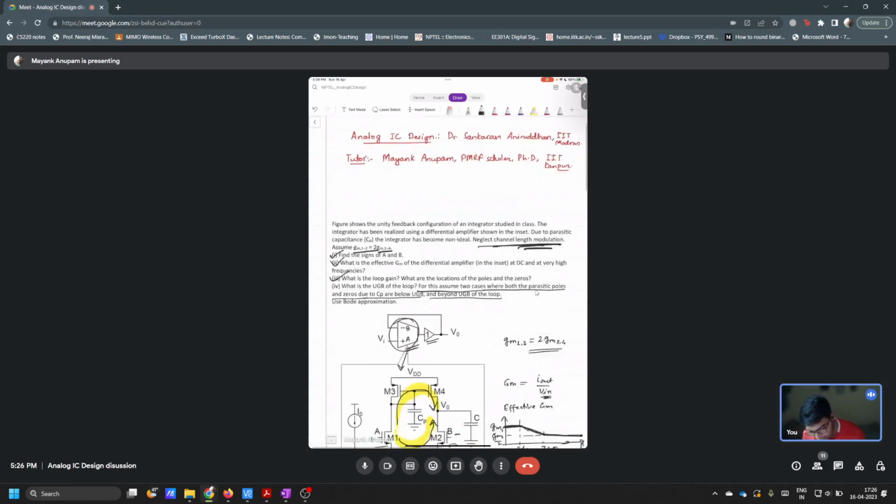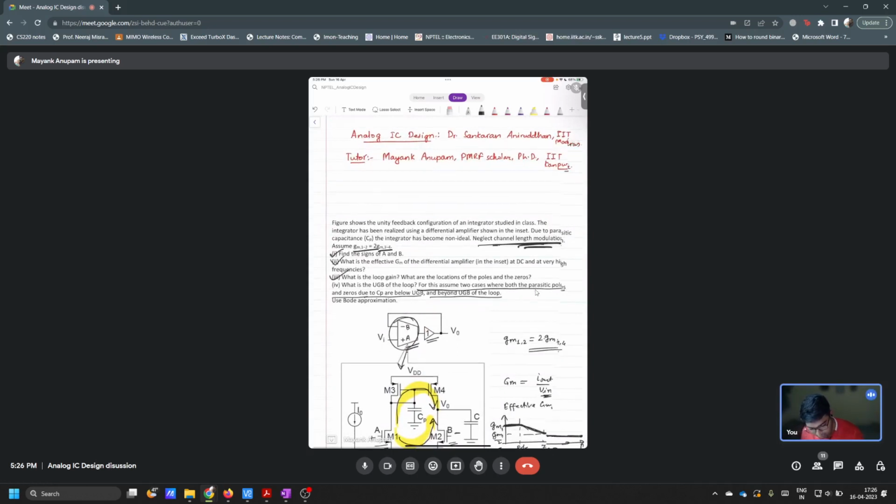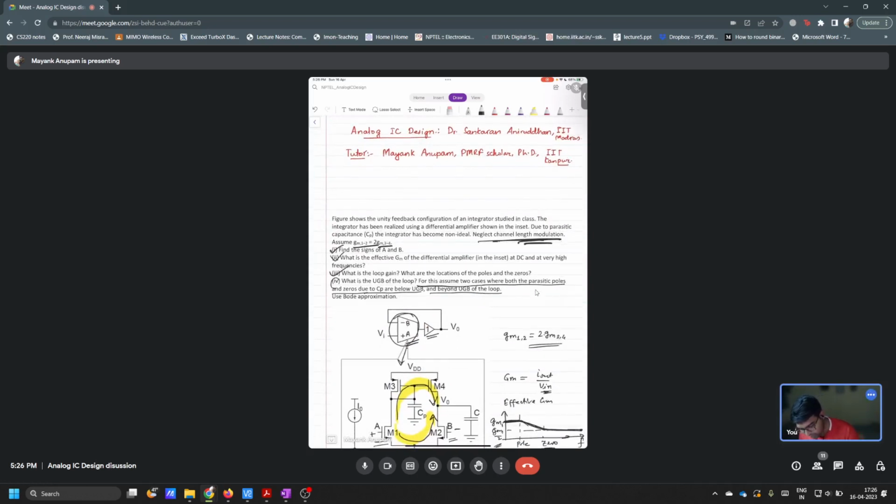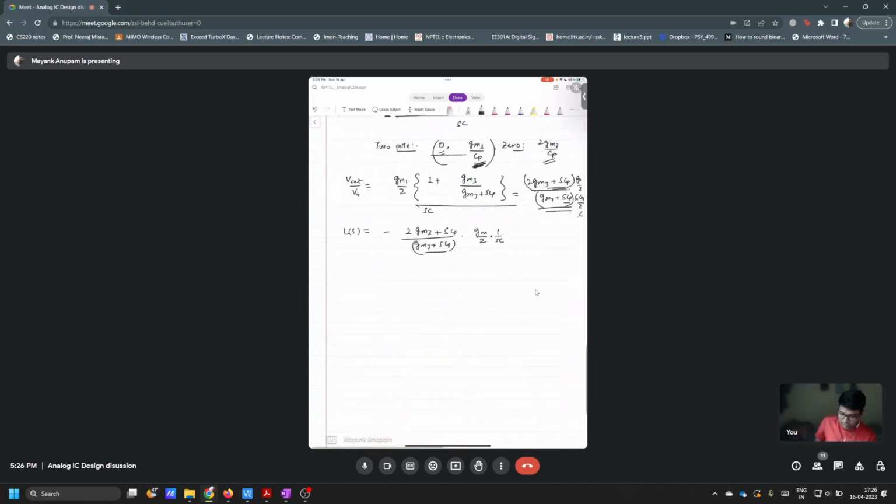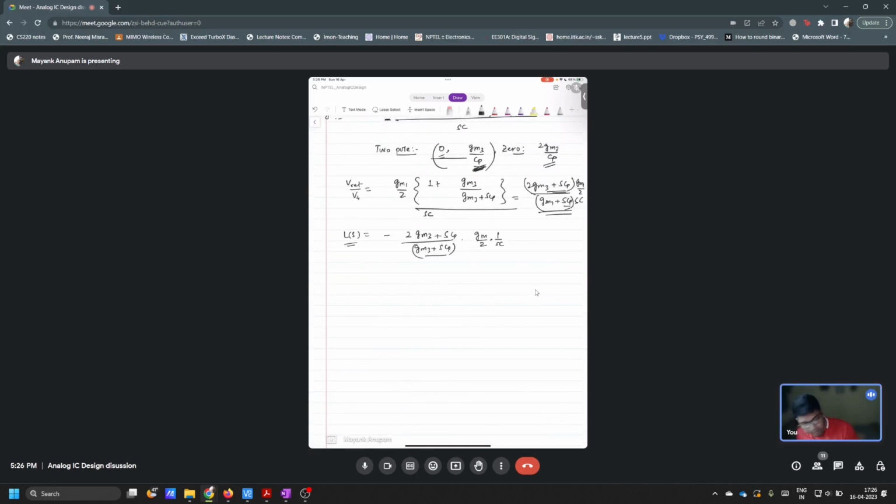Or let's leave it. This is fairly simple, so I guess you will be able to do it in your free time. But UGB is unity gain bandwidth, the unity gain frequency, when the loop gain magnitude becomes equal to 1. Okay, so I guess you'll be able to do it.